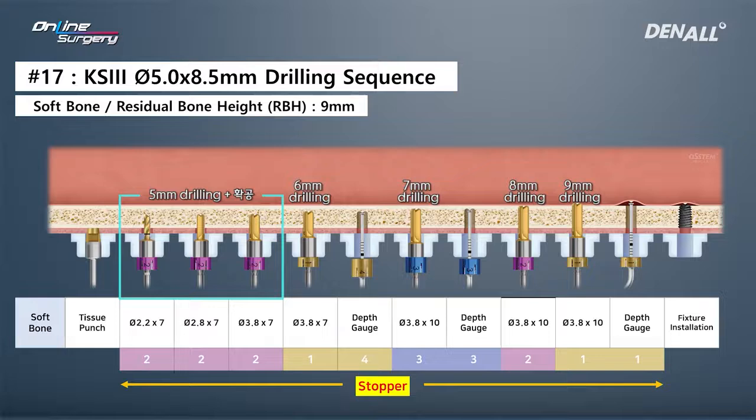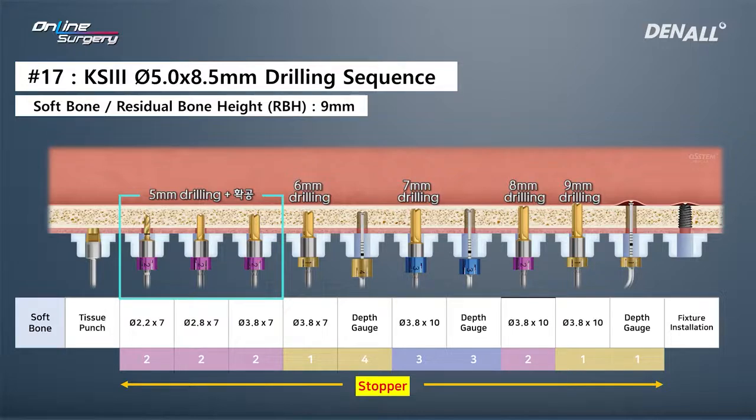It's how it's done. After that, a 3.8 by 10 millimeter drill and 3 millimeter stopper was used. In other words, 7 millimeter drilling was done. Then a 3.8 by 10 millimeter drill with 2 millimeter stopper. So drilling was done up until 8 millimeter.